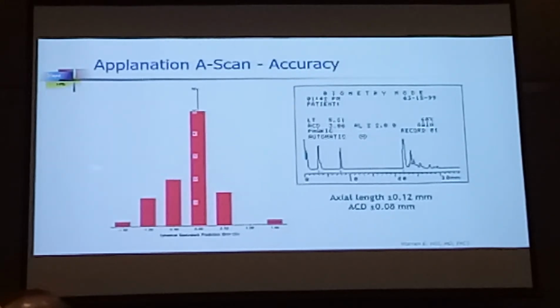You can see the spread is quite wide. These are the gates. You have the cornea here, these two are the lens thickness, there's the anterior capsule, posterior capsule, and the retina. So from this chart, you know this is an applanation A scan.